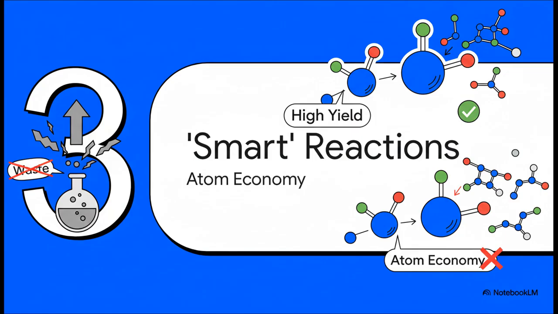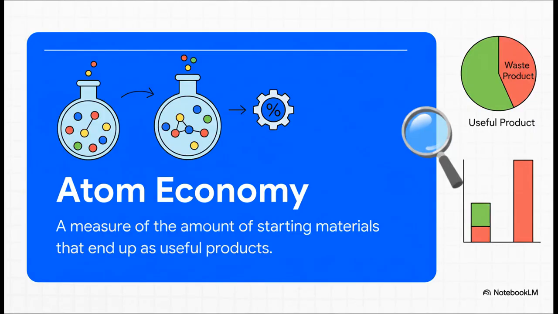That doesn't sound very smart. And this is where our second big idea comes in, a different way to measure how good a reaction is. Meet atom economy. Now, this isn't about how much product you manage to collect at the end. This is about how much of the stuff you put in at the start, all those atoms in your reactants, actually end up in the useful product you wanted to make. In other words, it tells you how wasteful a reaction is by its very design.